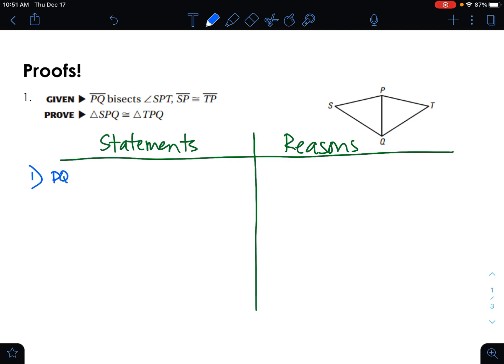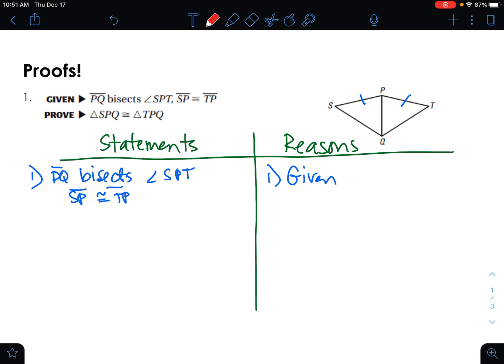Okay, I've got PQ bisects angle SPT. SP is congruent to TP, given. Now I can't mark the bisector just yet, but I can mark these 2 segments. All right, my next thought process, or when I approach proofs, each given should allow me to either directly mark my diagram or think of an idea for my next statement.